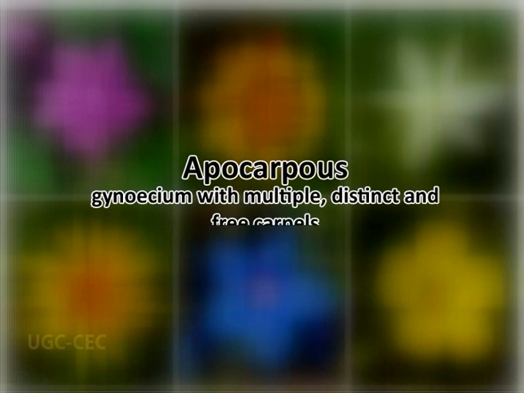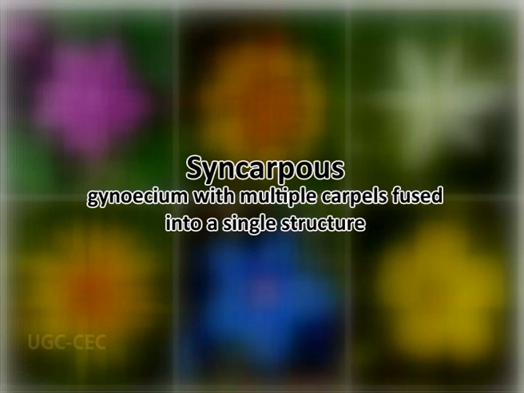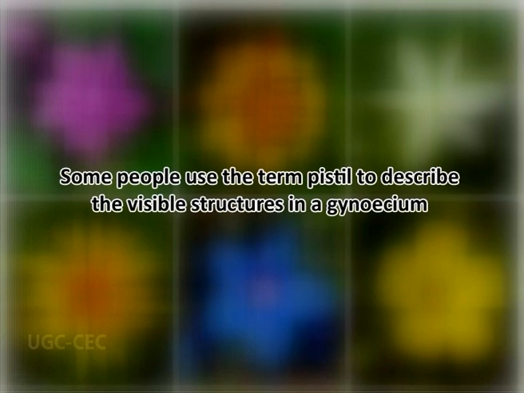If a gynoecium has a single carpel, it is called monocarpous, whereas a gynoecium with multiple distinct and free carpels is called apocarpous. If a gynoecium has multiple carpels fused into a single structure, it is called syncarpous. A syncarpous gynoecium can sometimes appear very much like a monocarpous gynoecium. Because of this difficulty in interpreting carpel number and arrangement, some people use the term pistil to describe the visible structures in a gynoecium. However, the pistil terminology is less exact and more cumbersome.